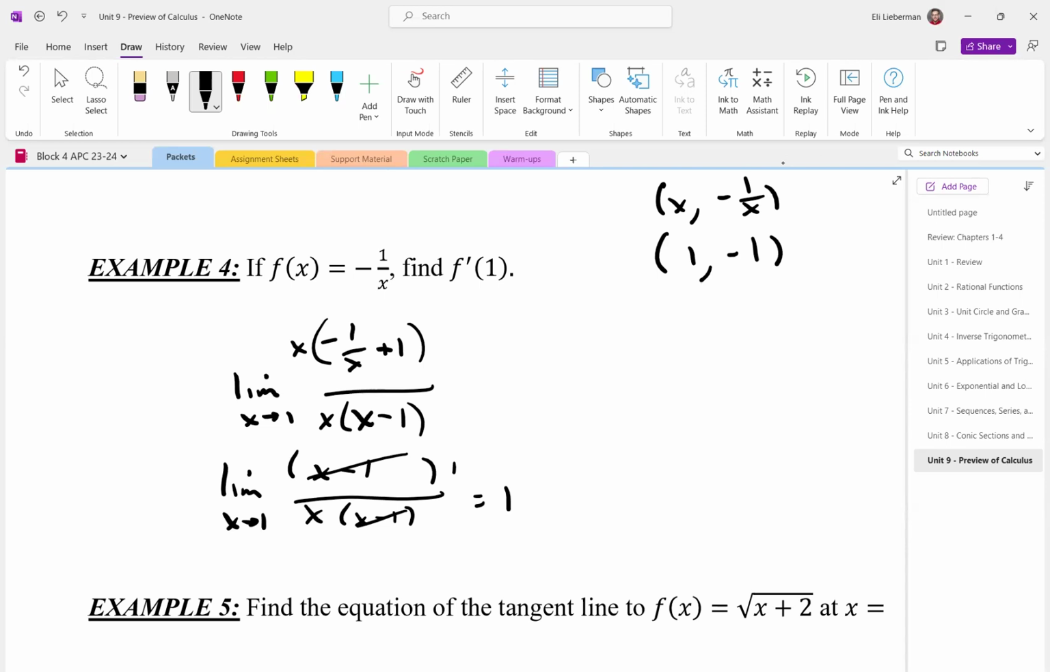Okay, so why does it make sense? Do we know what this function looks like? It's in quadrants 2 and 4, and it kind of looks like this, doesn't it?